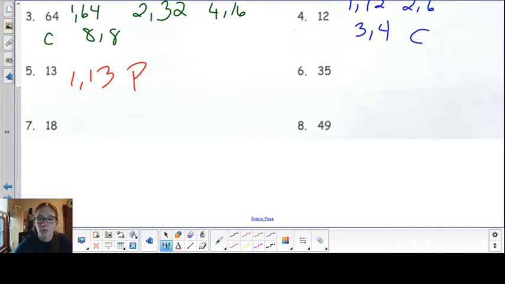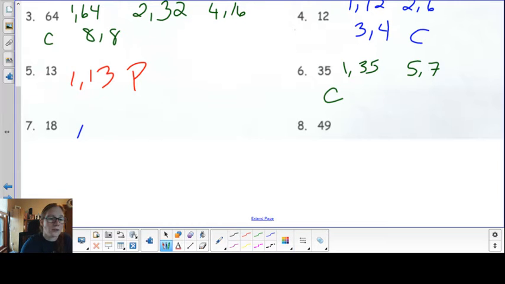What about 35? I've got 1 and 35. 2 doesn't go in. 3 doesn't go in. 4 doesn't go in. 5 goes in. 6 can't. We already got 7. That's all I got. He's still a composite, even though he's only got 2 of them.